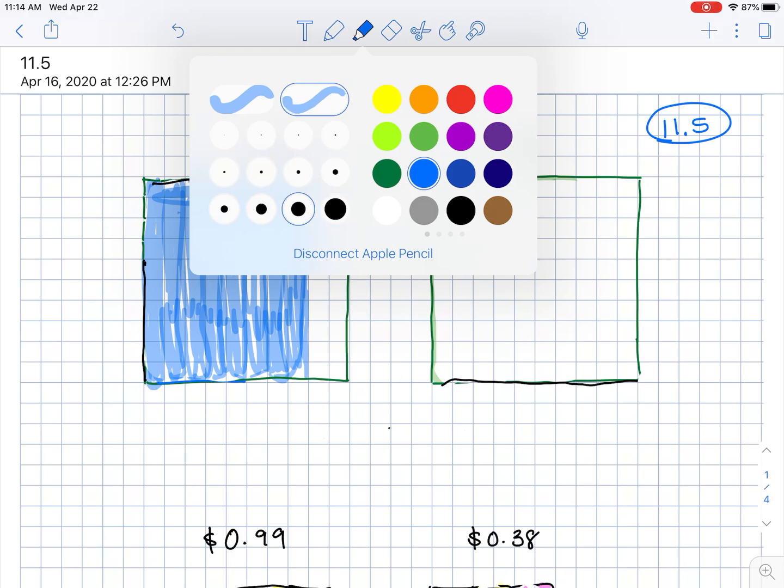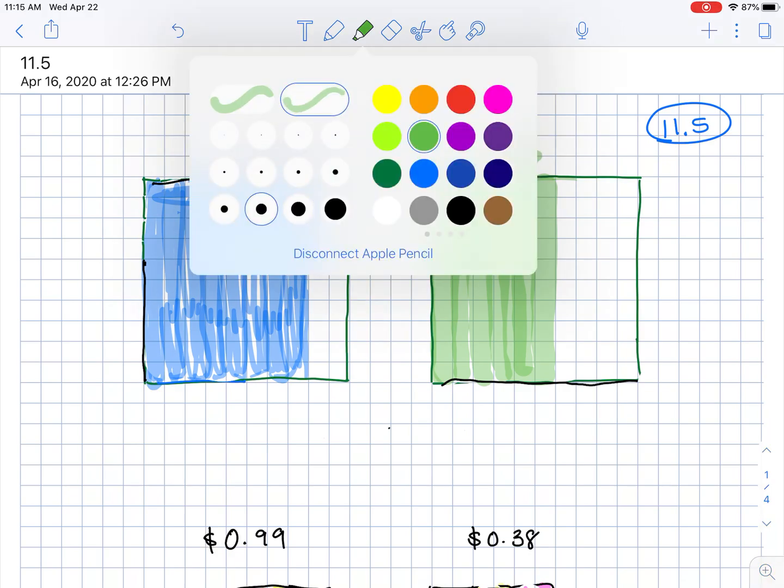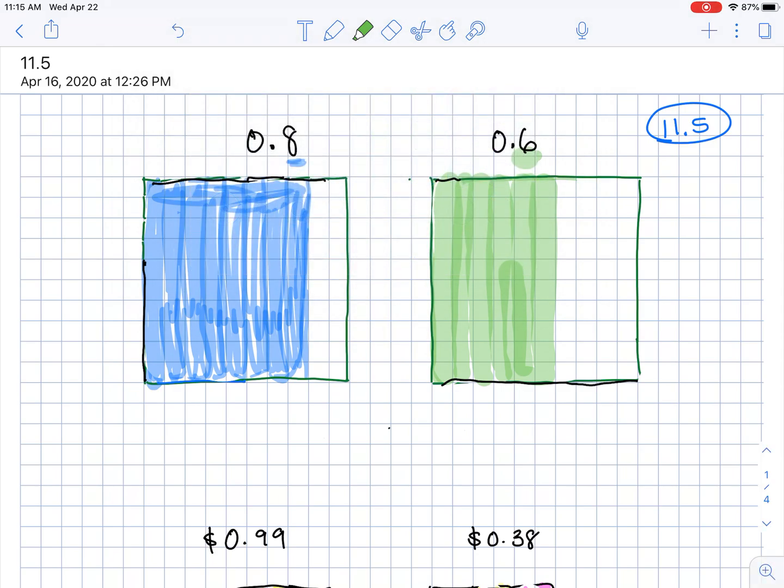And I'm going to make this a little bit bigger. Let's do 6/10. Okay, whoa, that's big. 1, 2, 3, 4, 5, 6/10. Now, if I were to compare these two, which one is bigger? 8/10 or 6/10? What do you think? Well, I can see that 8/10 is bigger than 6/10. I can see it with my eyes.